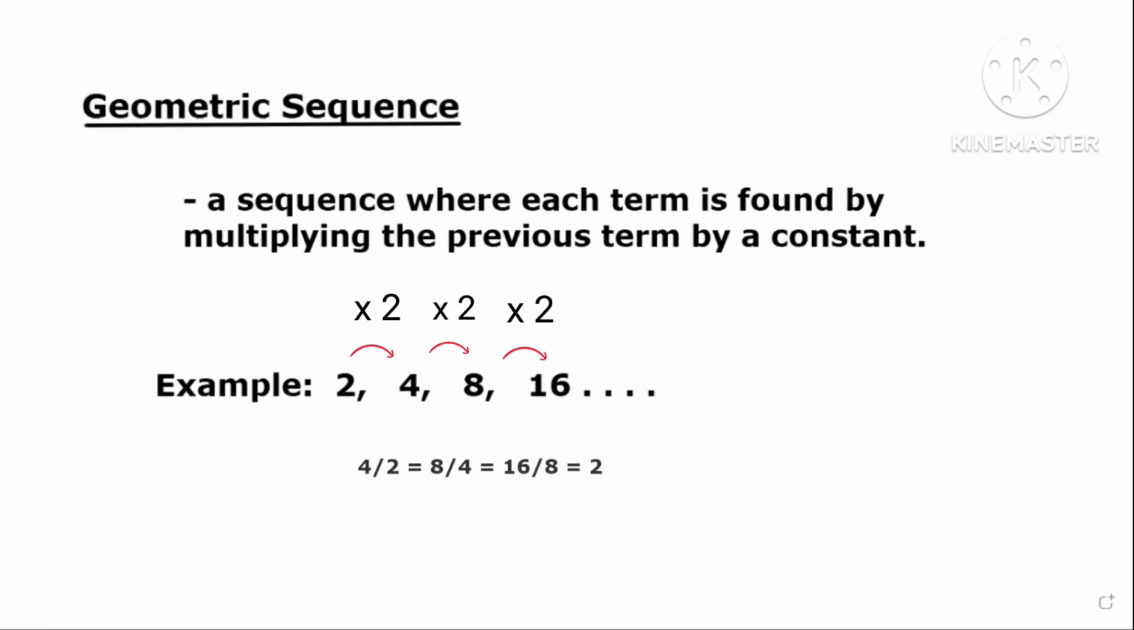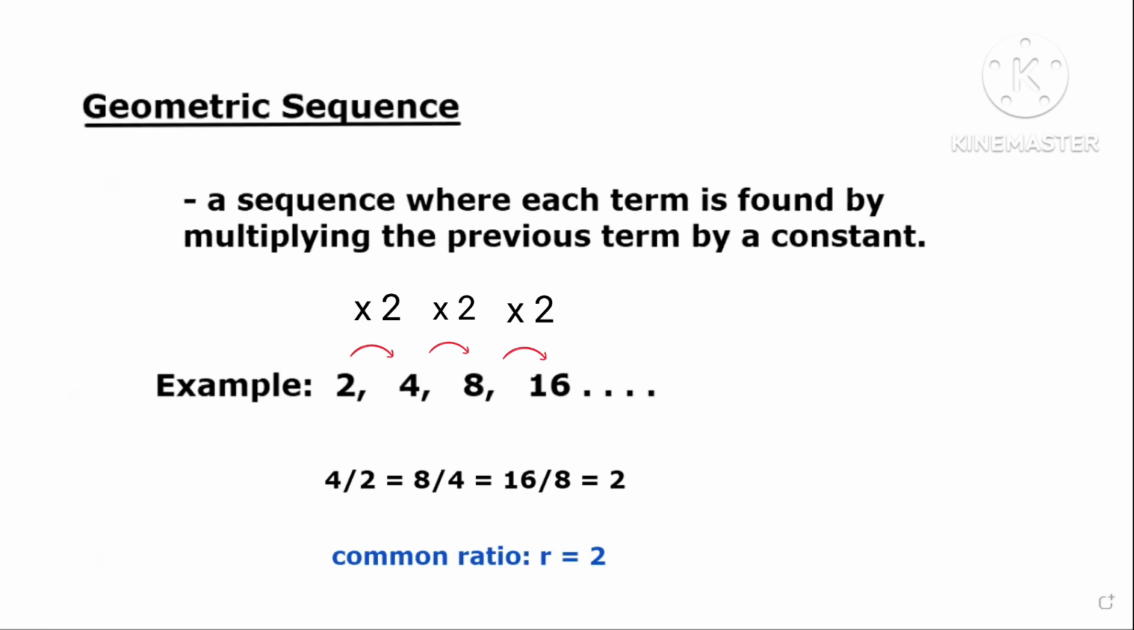So we have 4 divided by 2, or 8 divided by 4, or 16 divided by 8. All of them are equal to 2. That is why it is called the common ratio. So we say R is equal to 2.